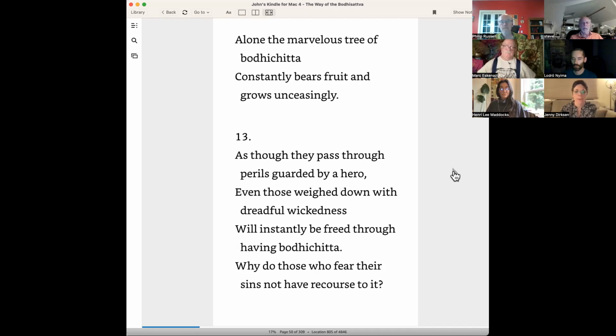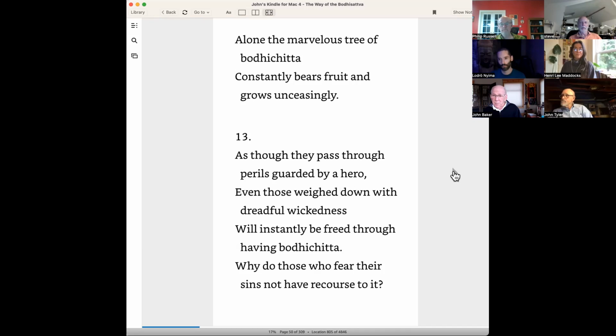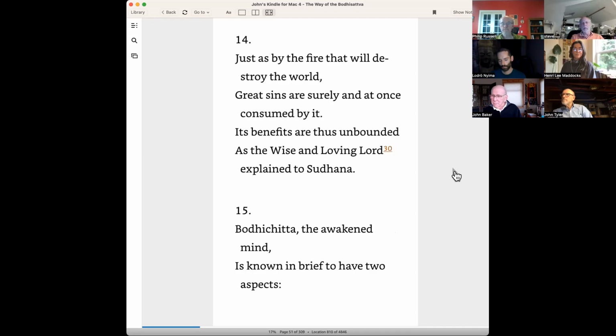As though they pass through perils guarded by a hero, even those weighed down with dreadful wickedness will instantly be freed through having bodhicitta. Why do those who fear their sins not have recourse to it? The hero is the Buddha, or any of the Buddhas, enlightened beings. And they're guarded by a Buddha, a hero, as they pass through perils. And Philip.